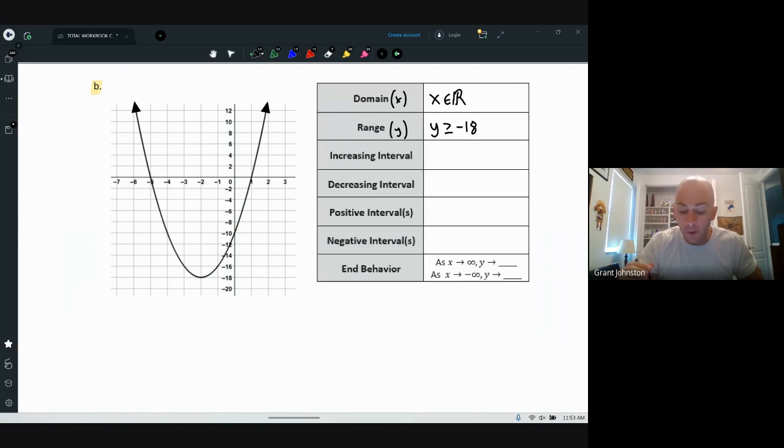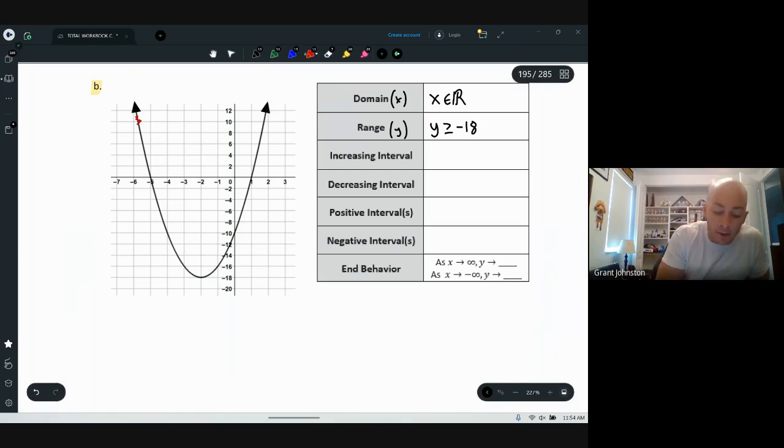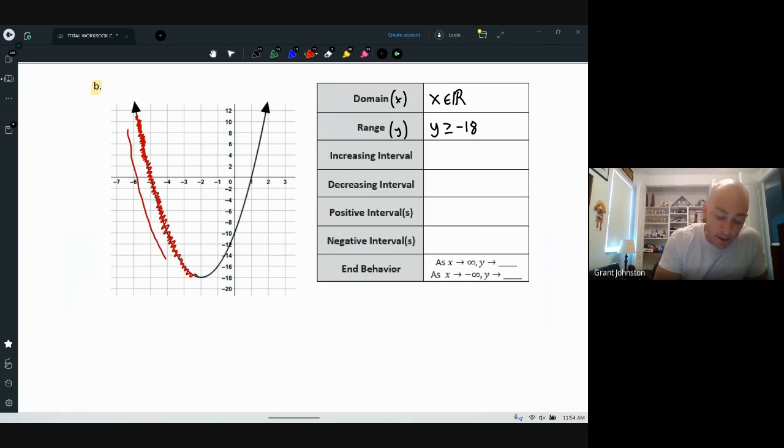Okay. Next one says increasing interval and decreasing interval. I'm going to do those together. Remember, you read these graphs left to right. We're talking about as x increases, what happens to y. So if I start here, it looks like it's decreasing, decreasing, decreasing. I'm going to shade that, with an arrow, it's decreasing. And then once it gets to an x value of -2, it starts increasing, increasing, increasing.